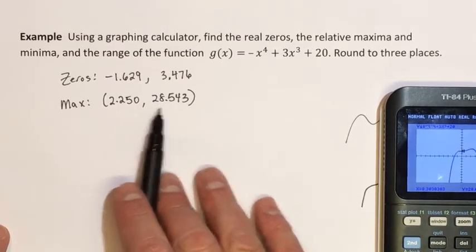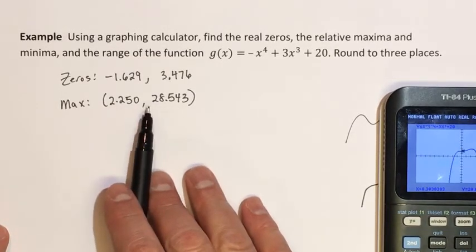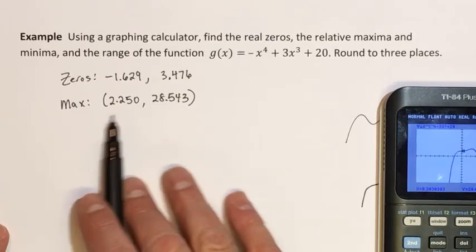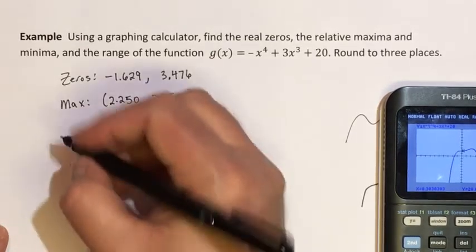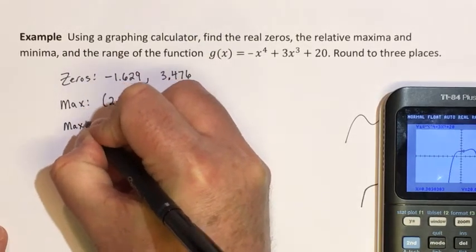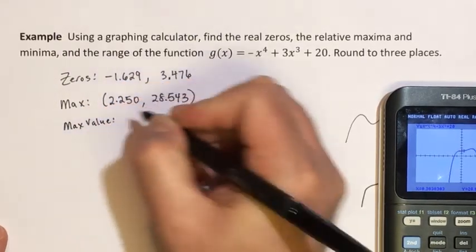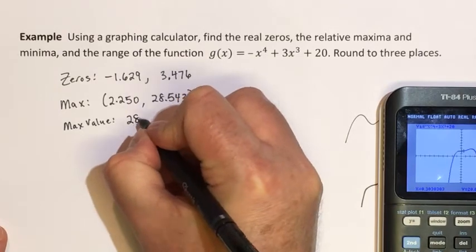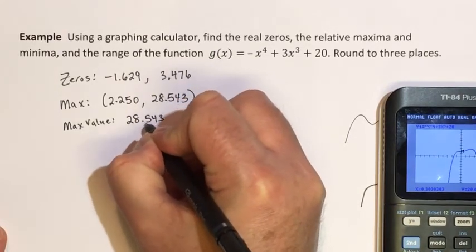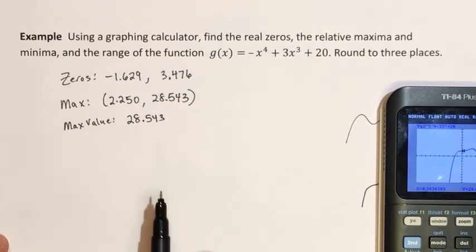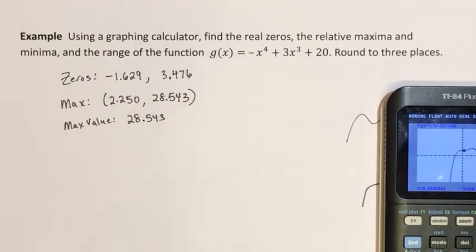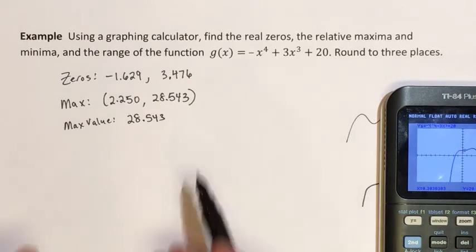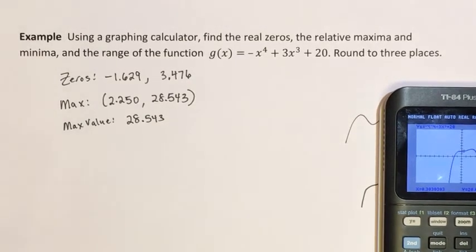So now again, remember, if it asks for a maximum point, then this is the answer. This is the maximum point. But sometimes it may ask for a maximum value. In this case, the maximum value is just the y coordinate, 28.543. So when you enter your answers into MyMathLab, make sure: are you supposed to enter it as a point or are you supposed to enter it as the maximum value, which would just be the 28.543 if it's the maximum value.